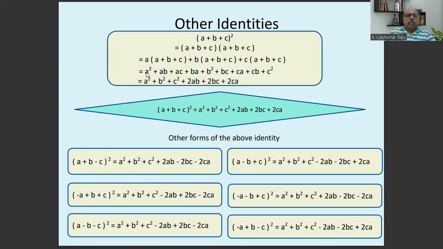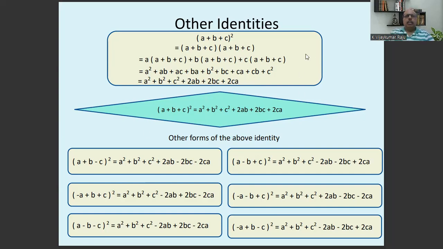square terms first. A square, B square, and C square. Then AB, BA. They are like terms. AB, BA is one and the same. So AB plus BA is 2AB. BC plus CB is 2BC. AC and CA, they are again like terms. It is 2CA. So that means you get A plus B plus C whole square is A square plus B square plus C square plus 2AB plus 2BC plus 2CA. This is the expansion of A plus B plus C whole square.